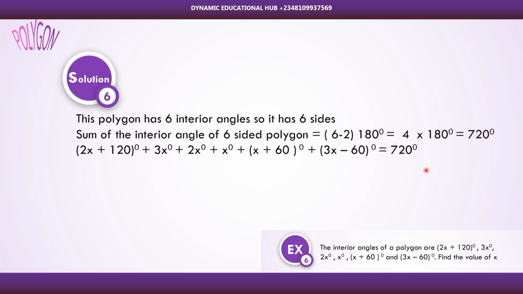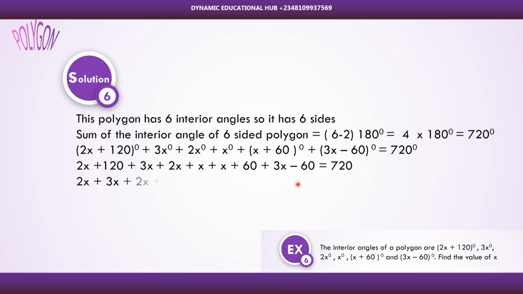Next thing is to expand this and add all the x together. So we have 2x plus 120 degrees plus this after we've removed the bracket. So we can cancel the degree here. So we are left with something like this. So bringing all x together, we have 2x plus 3x, 5x, plus 2x, 7x, plus x, 8, another x, 9, plus 3x, that's 12x. So 120 degrees plus 60 degrees, that's 180 degrees, minus 60 degrees, that's 120 degrees.